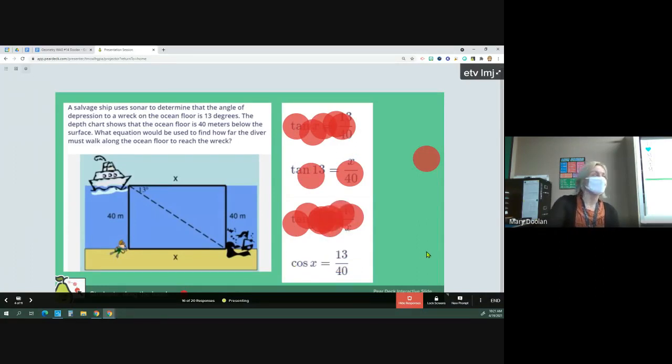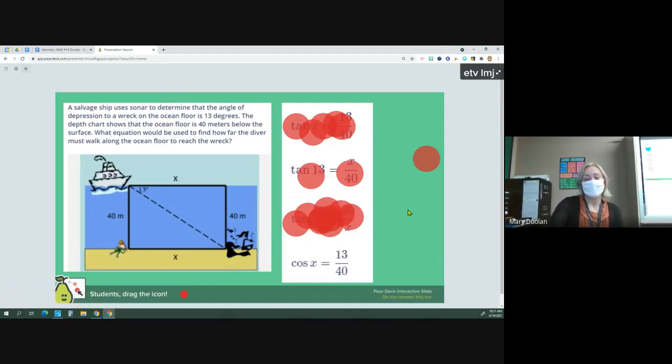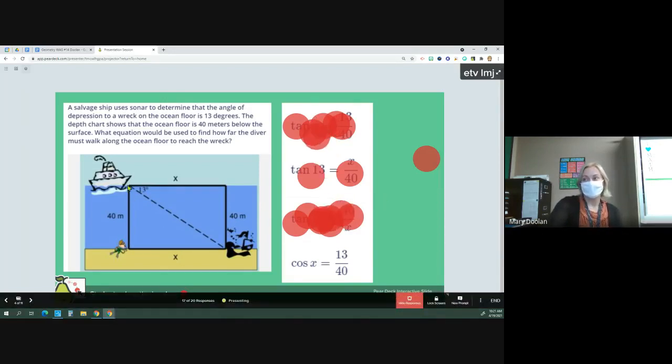So if you think about SOHCAHTOA and what we have in the picture and what we're trying to figure out, tangent uses opposite over adjacent. Sine and cosine both use hypotenuse. And so the hypotenuse is this dashed line, which we don't know and we don't need to find out. So it's definitely not cosine or sine. It's going to be some function of the tangent.